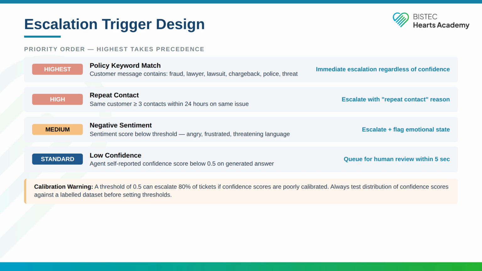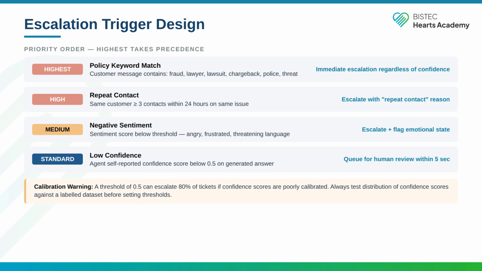Repeat contact is the second priority. 3 or more contacts from the same customer in a 24-hour window on the same issue signals that the agent has failed to resolve the problem. The Tier 2 agent needs to know this is a persistent issue, not a fresh inquiry.